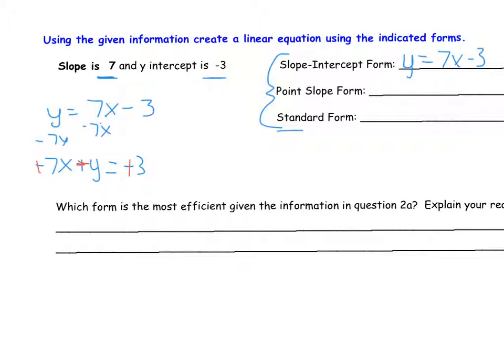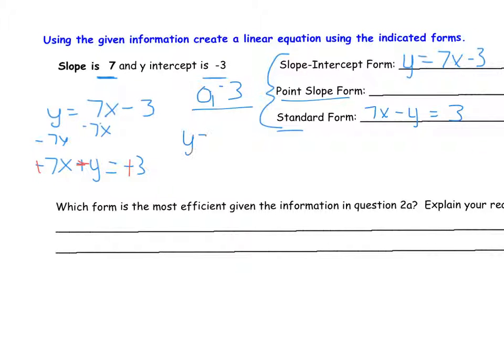So I have in standard form 7x minus y equals 3. Point slope form really isn't difficult at all. You just have to remember it doesn't matter what point you choose as long as it fits this. So the easiest one to use, and this is kind of a cop-out, would be the y-intercept, which is (0, -3).